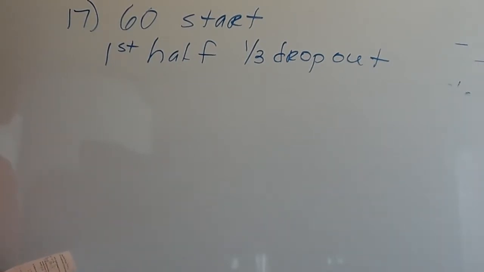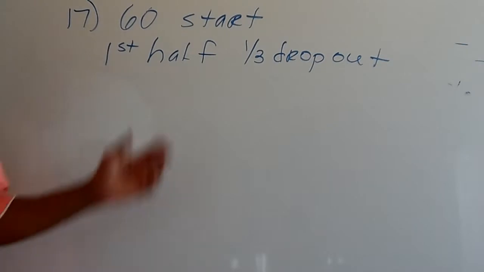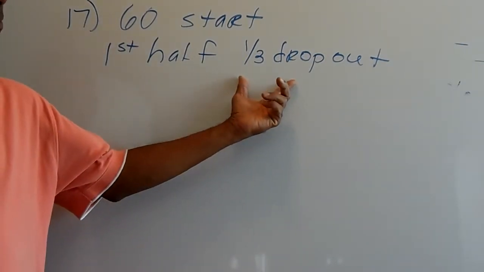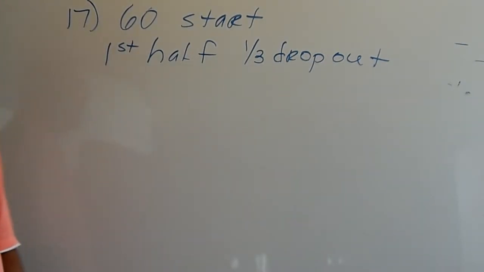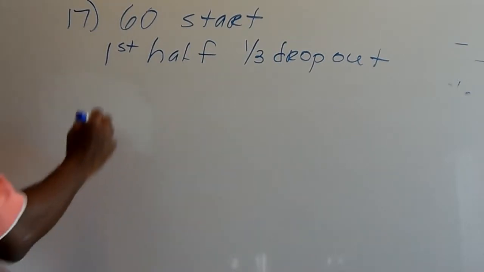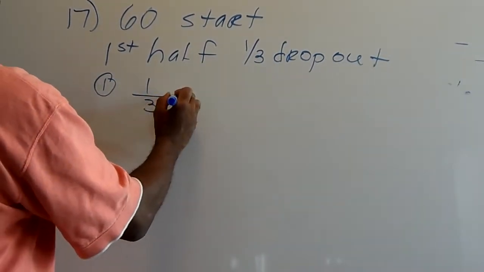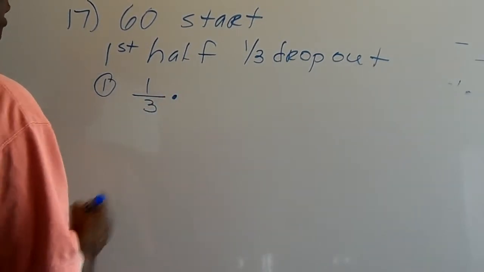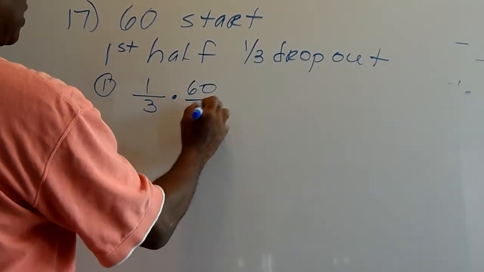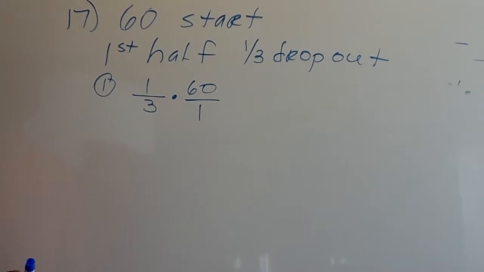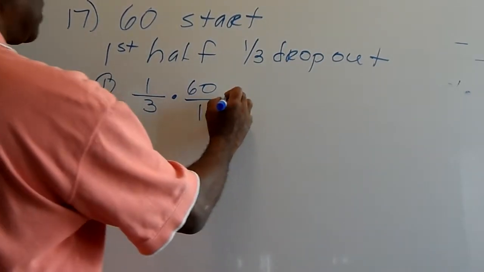Okay, 60 runners start the race, and in the first half of the race, one third drop out. That doesn't tell us how many, so we've got to figure out what one third is. The first step is to multiply one third times 60.